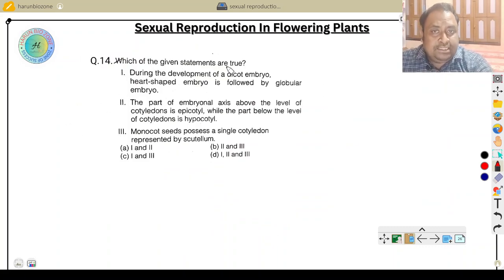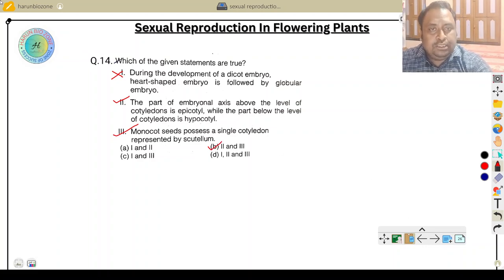Which of the given statements are true? During the development of a dicot embryo, the heart-shaped embryo is followed by the globular-shaped embryo. In embryogenesis of a dicot plant, first the globular stage arrives, then the heart-shaped stage. This is the wrong point. The part of the embryonal axis above the level of cotyledon is epicotyl, while the part below the level of cotyledon is called hypocotyl. This is right. Monocot seeds possess a single cotyledon represented by scutellum. Yes, right? So 2 and 3 are the right answers here.